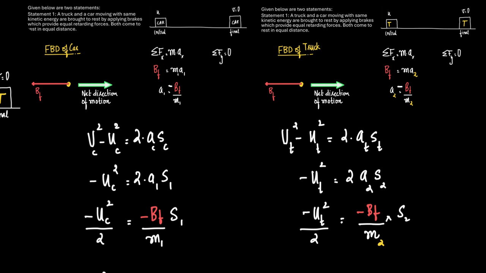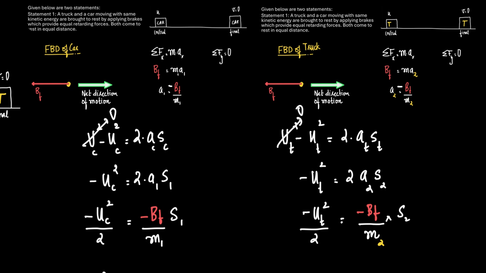In the first case we have Vc minus Uc, final velocity of car minus initial velocity of car, and similarly final velocity of truck minus initial velocity of truck. In both cases, Vc and Vt are equal to 0. So the final velocity is 0, because they are coming to rest. Therefore, minus Uc square is equal to 2 into a1 into s1, and minus Ut square is equal to 2 into a2 into s2.